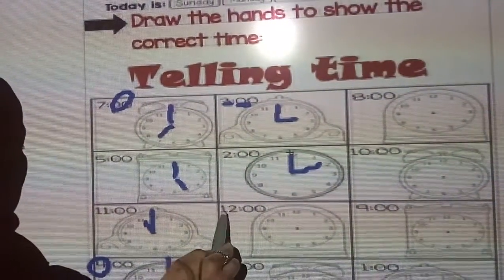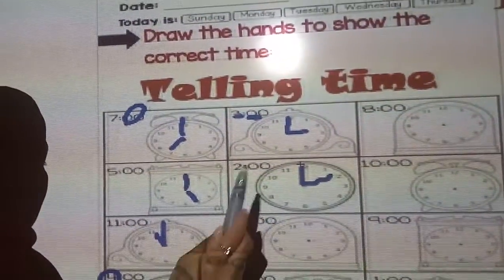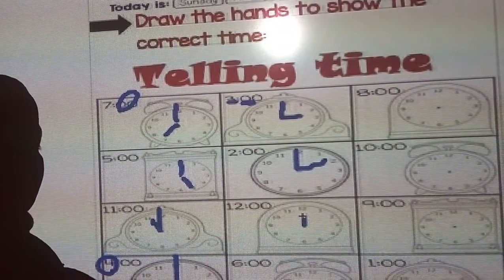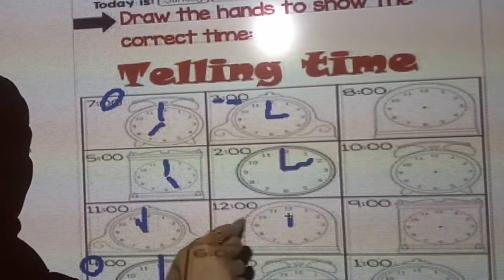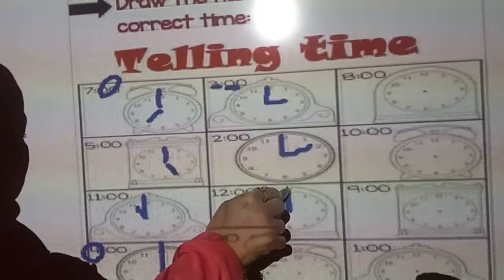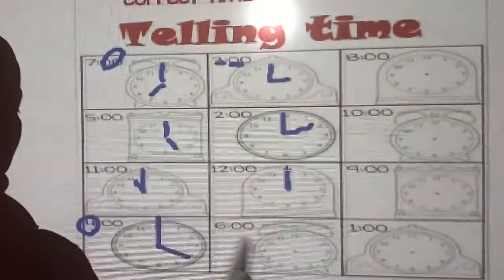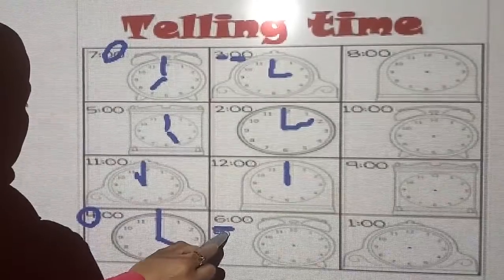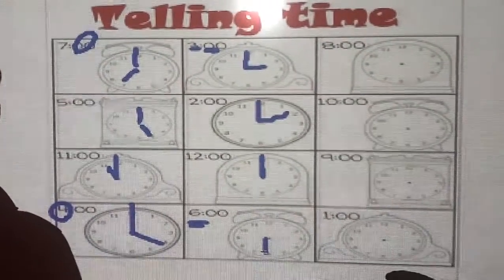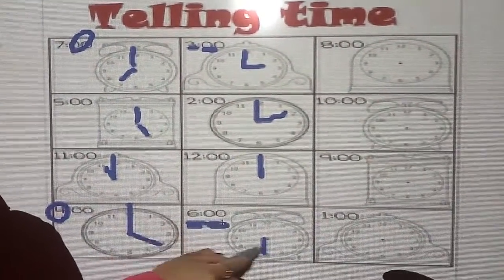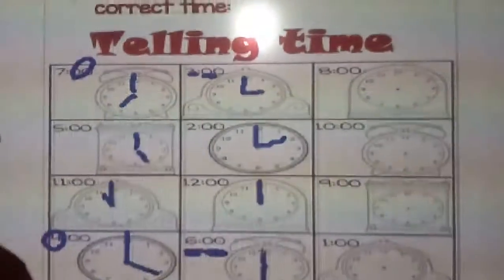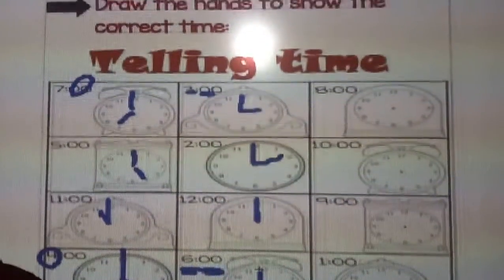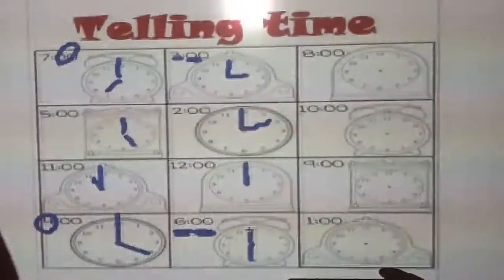2 o'clock means the short hand will point to 2 and the long hand will point to 12. 12 o'clock means the short hand will point to 12 and the long hand, yes, 12 too. Super. 6 o'clock means the short hand will point to 6 and the long hand will point to 12.